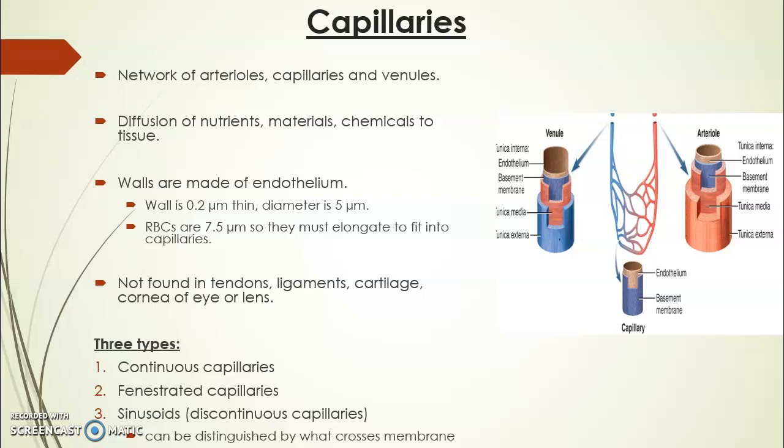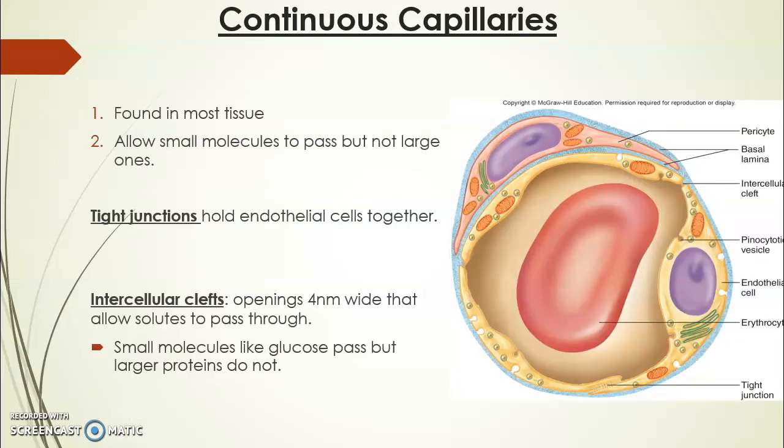Okay, so we have 3 different types of capillaries that we are going to discuss, which are called the continuous capillaries, fenestrated capillaries, as well as the sinusoids. Now, the sinusoids are going to be a little bit different because they are going to be made up in liver tissue and the bone marrow, which we will discuss here shortly. Now, you'll be able to determine the type based on what is actually going to cross the membrane.